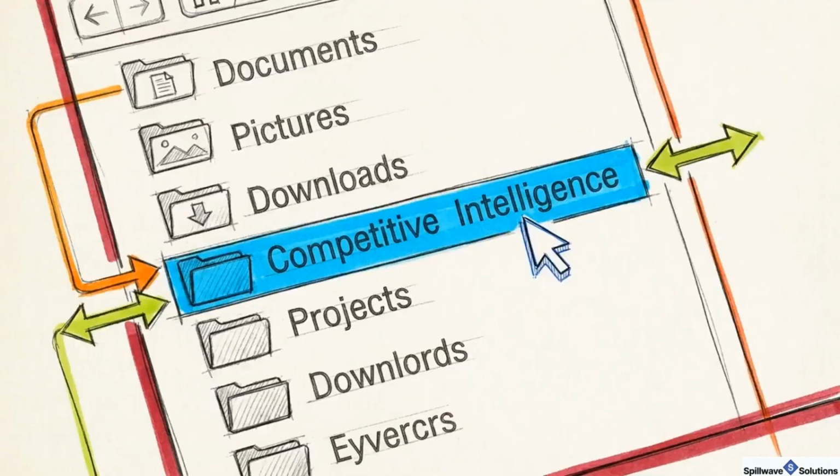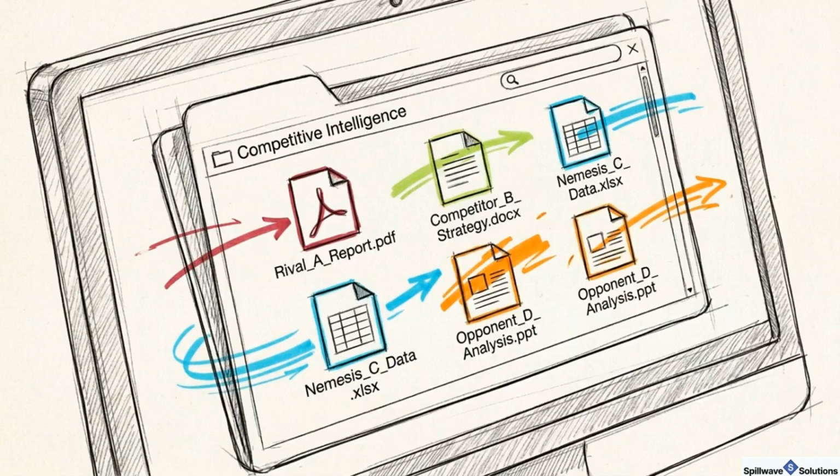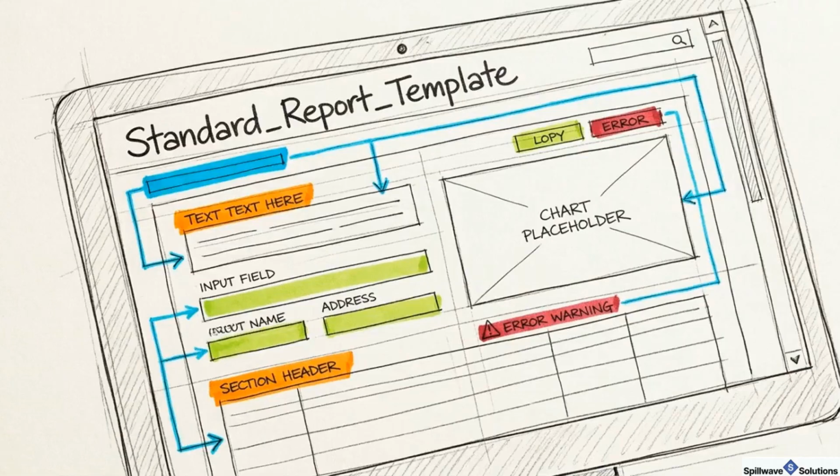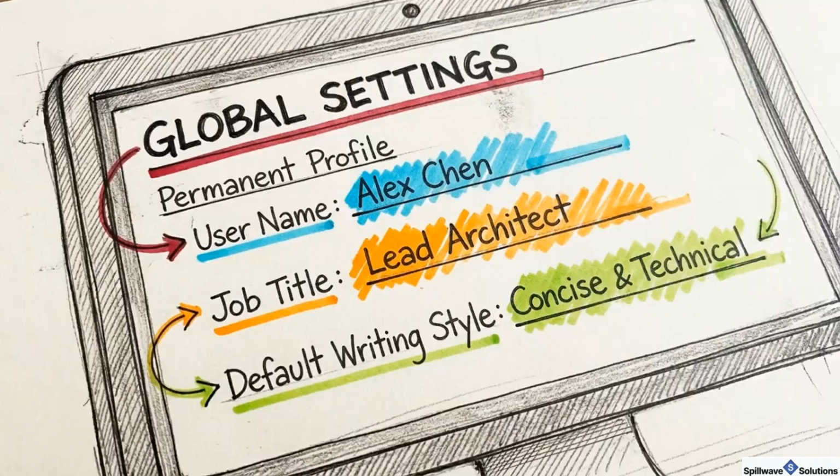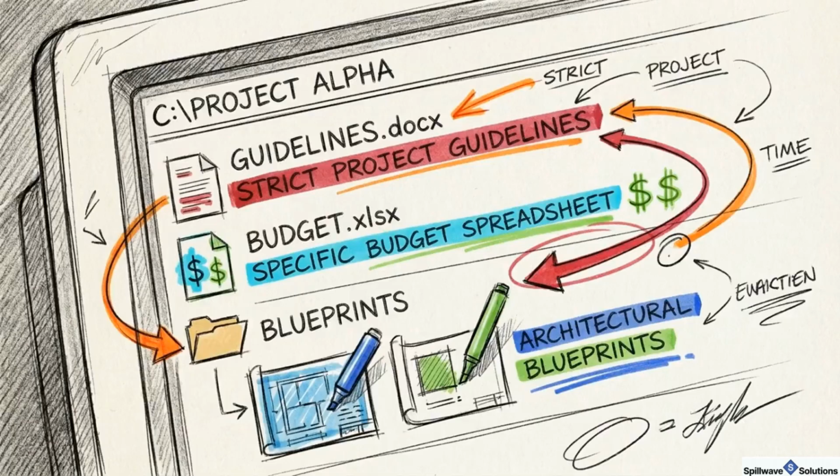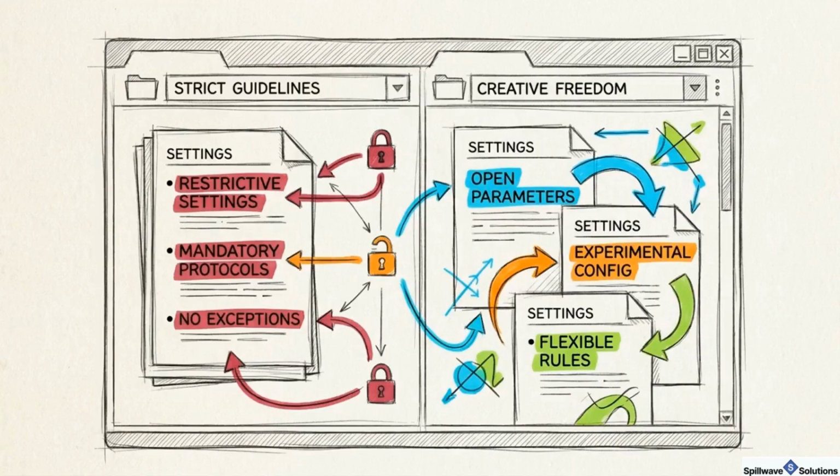Folder instructions are different. They are strictly scoped to a specific body of work and only apply when you are working in that location. For instance, a folder for competitive intelligence would hold instructions about specific competitors you track and the exact report template you want Claude to follow. Keep the boundary clear. If it is true about you, it is global. If it is true about the project, it belongs to the folder. This separation prevents project-specific rules from bleeding into unrelated tasks in other folders.